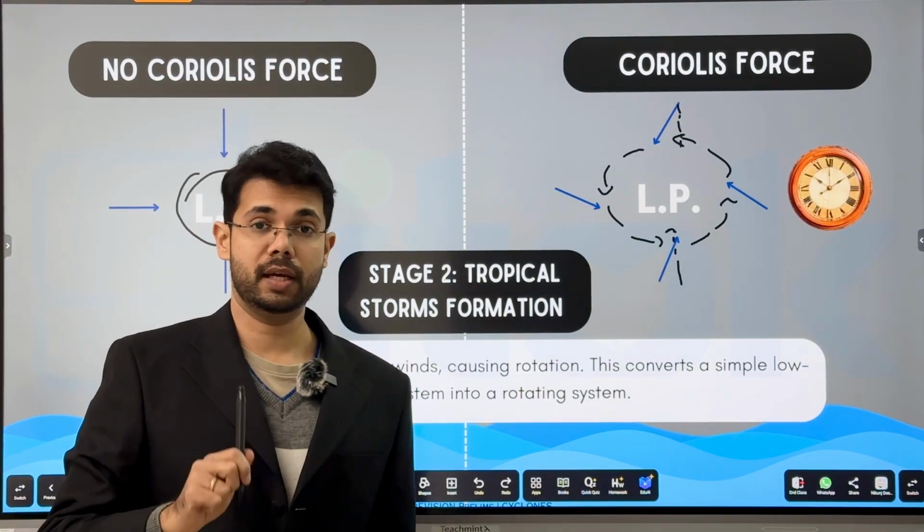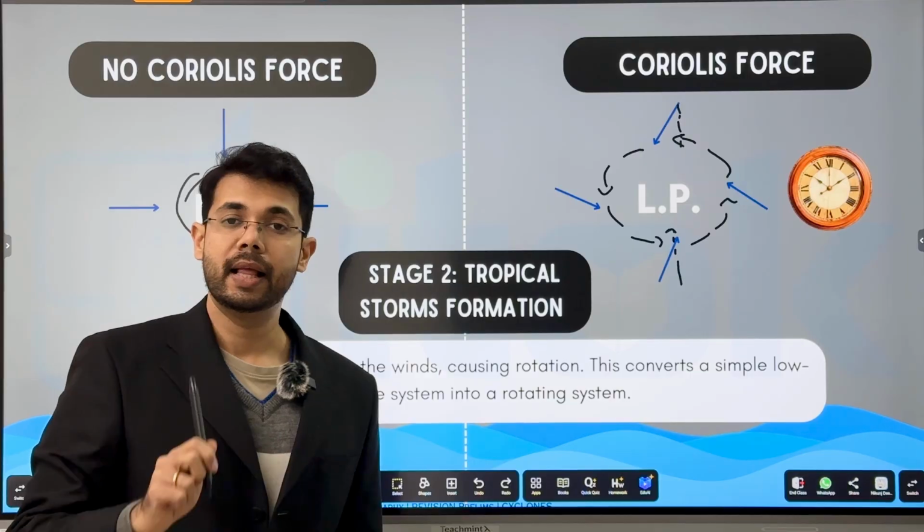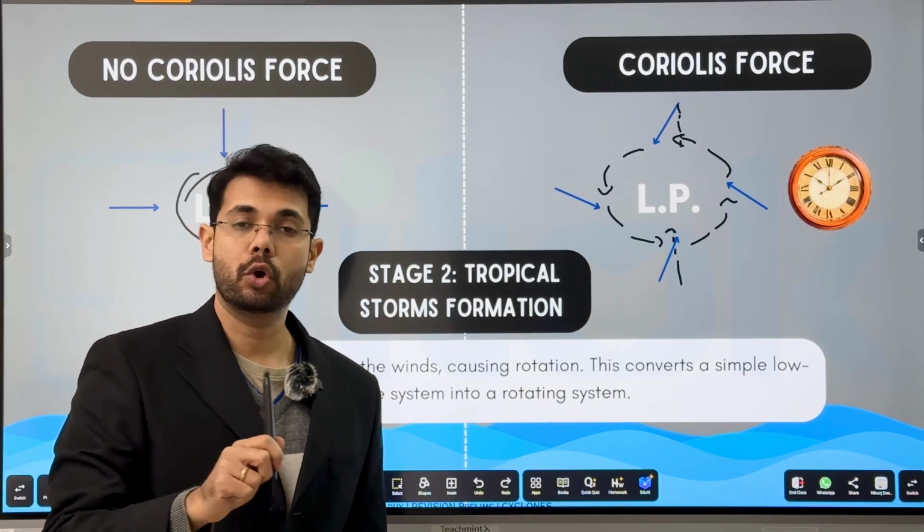In the Southern Hemisphere, a cyclone takes a different course altogether. Over there, the winds go in a clockwise direction.